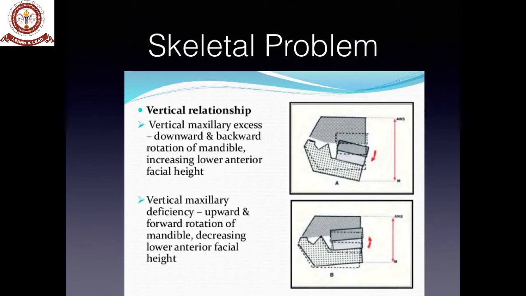And as I said, it can occur in combination. For example, a vertical maxillary excess patient can also have a deficient mandible. A vertically deficient maxilla can have a markedly prognathic mandible. So it can happen in combination.